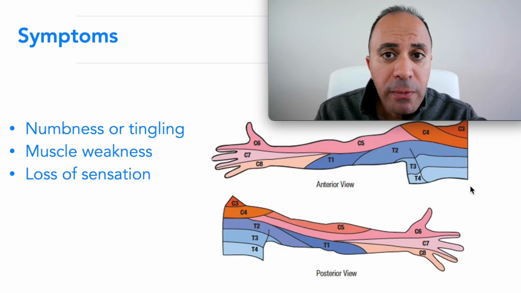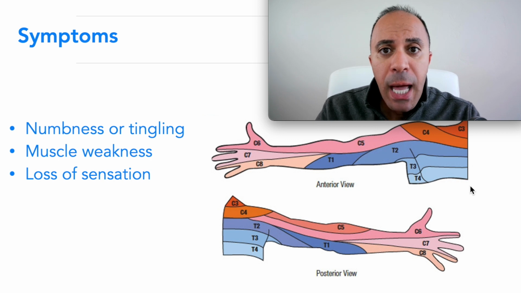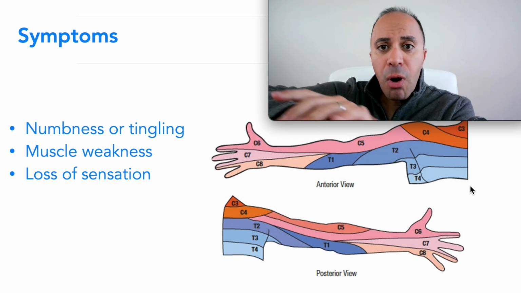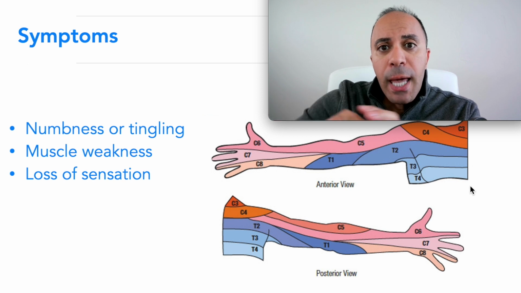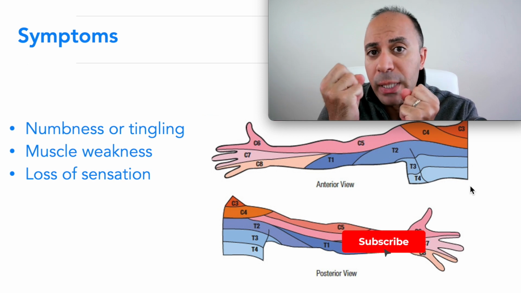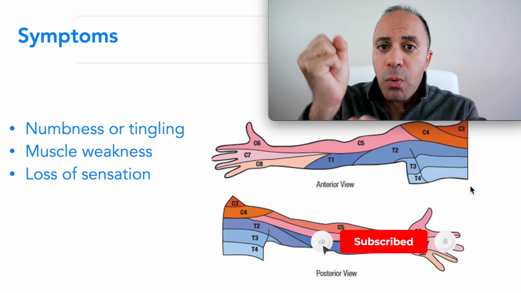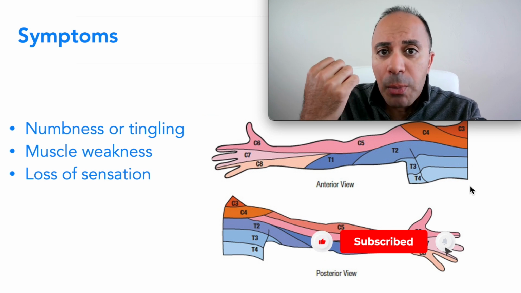So symptoms of cervical radiculopathy could be numbness or tingling throughout your arm or certain areas in your hand, arm, or forearm. Also, you might feel weakness in your hand grip, or weakness in your wrist or elbow.